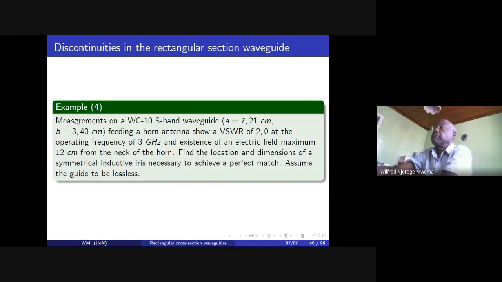Example 4. Measurements on a WG10 S-band waveguide, that is with A equal to 7.21 centimeter and B equal to 3.40 centimeter, feeding a horn antenna, show a VSWR, or voltage standing wave ratio, of 2.0 at the operating frequency of 3 gigahertz and existence of an electric field maximum 12 centimeters from the neck of the horn. Find the location and dimensions of a symmetrical inductive iris necessary to achieve a perfect match. And we assume that the guide is lossless.